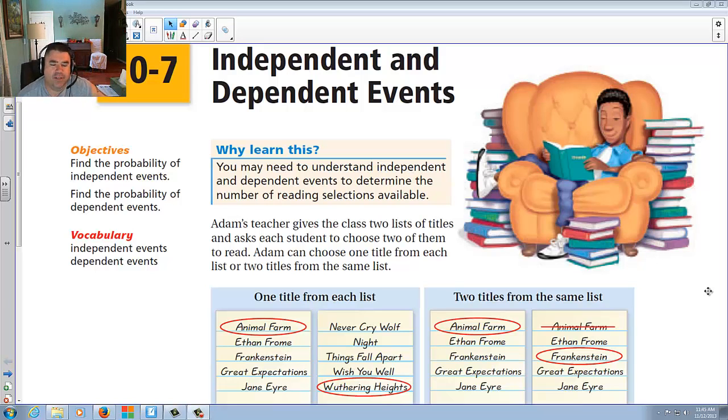Today, 10-7, independent and dependent events. Basically, if you remember from before, an independent event is something you choose, and the dependent event is something that's caused based on your choice.